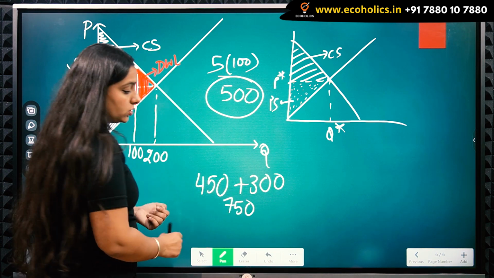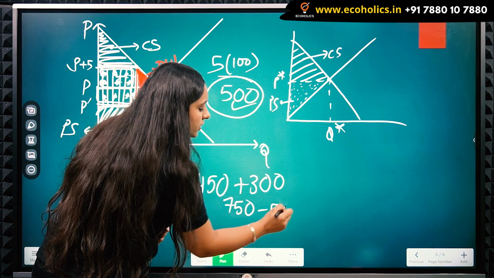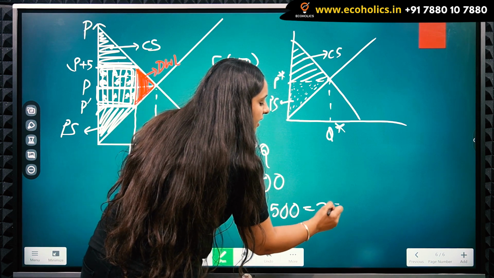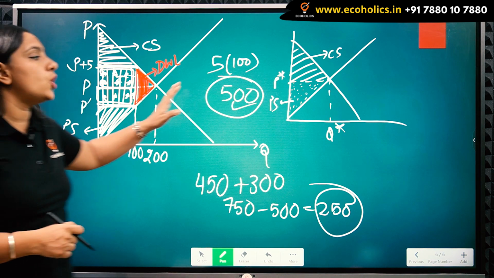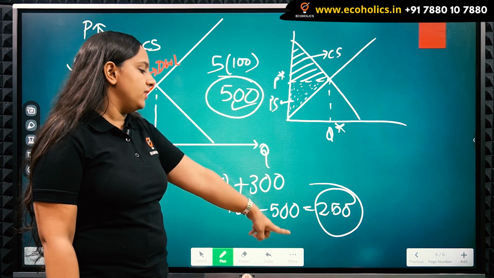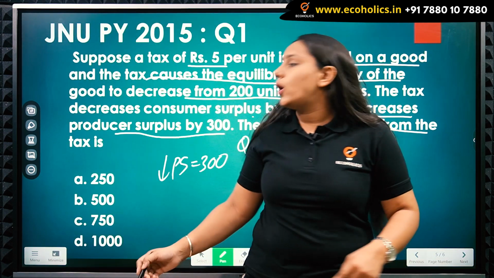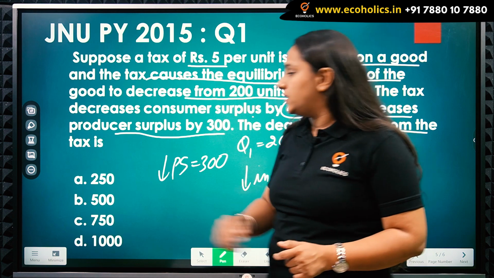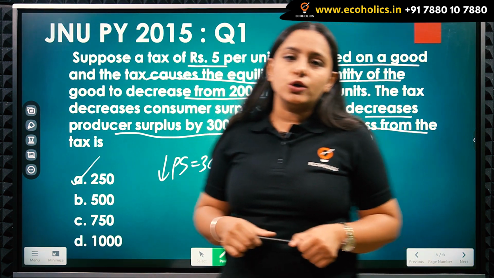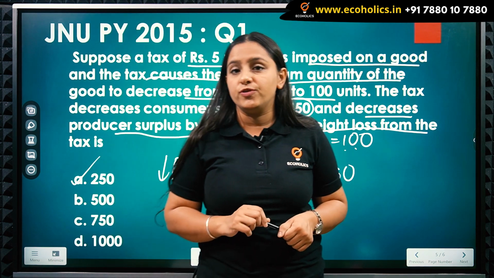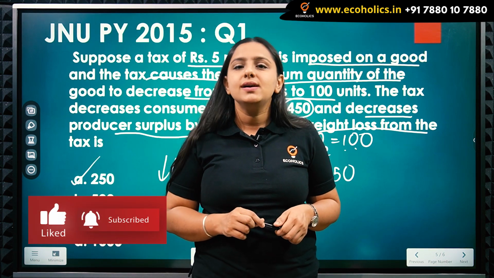This is not the deadweight loss, because out of the 750, 500 is going to the government. So minus 500. It means the remaining 250, which is reduced from surplus but not going to the government, is my deadweight loss. So the deadweight loss is 250. According to the options given, the correct option is option A. So I will go with option A. So this was the solution to question number 1 of JNU 2015. If you want to see more such solutions, please like, share, and subscribe to the channel. Thank you everyone.